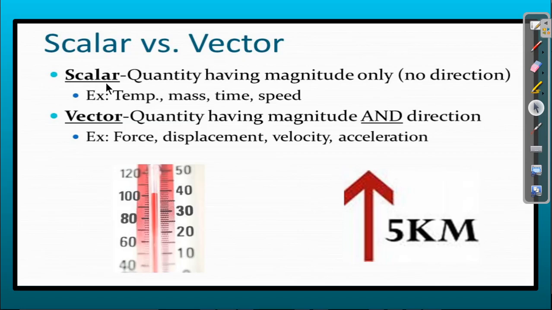We said a scalar quantity has a magnitude only, so it does not give us information about direction. Temperature, mass, time, and speed are all examples of scalar quantities. The vector, on the other hand, has a magnitude, a numerical value, but it also gives us information about direction. So we have a force.